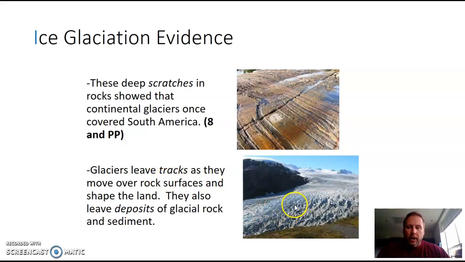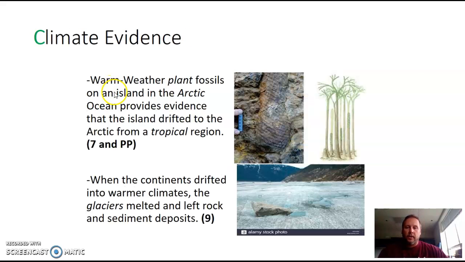And then they also leave these tracks here as they move over the rock surfaces and shape all this land, okay? They leave deposits of sediment and rock underneath as they melt and move. And then what happens is scientists find these deposits of rock down here, like the one that the glacier is sitting on, and they use those rocks to say, hey, if Africa has this type of rock and South America has this type of rock, then those two must have once had similar rocks, similar landforms together that are now separate. So these glaciers not only have scratches, but they leave tracks and deposits of sediment. And that was another one of Wegener's key pieces of evidence, ice glaciation.